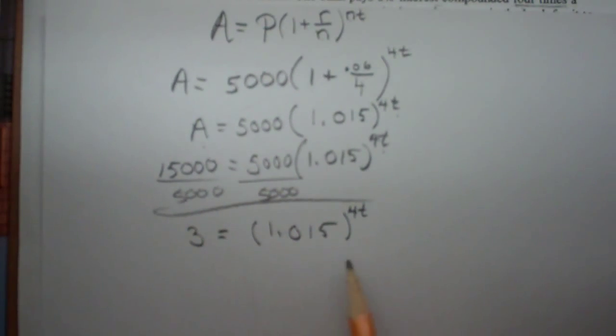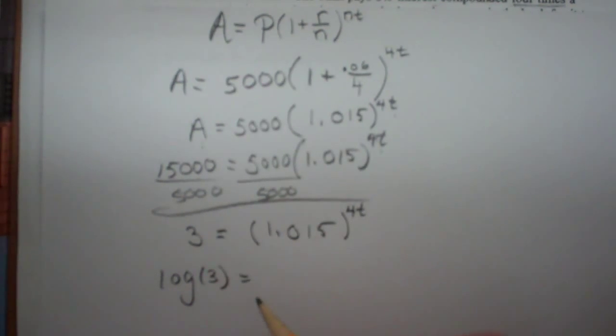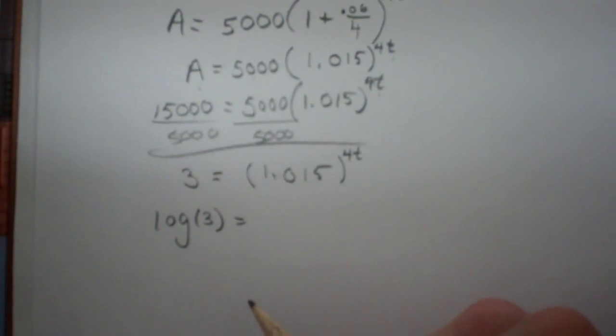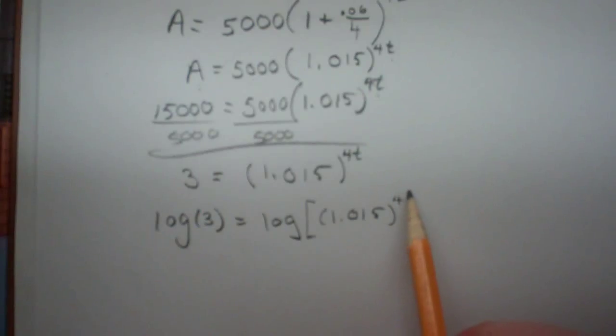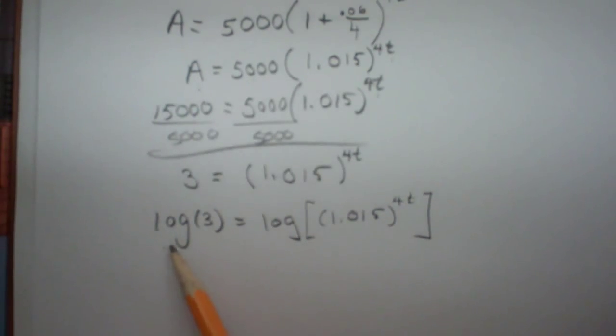So this is a pretty nice little equation we have now. And now we're actually ready to take the log of both sides. So I'm going to take the logarithm of both sides. So I take the log of 3. This is the log of the left side. That has to be equal to the log of the right side. So this is the log of 1.015 to the 4t, right? See how I took the logarithm of both sides of the equation?